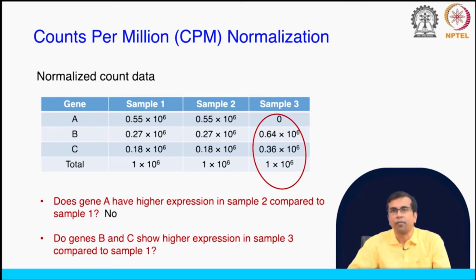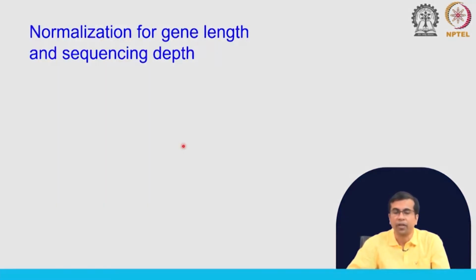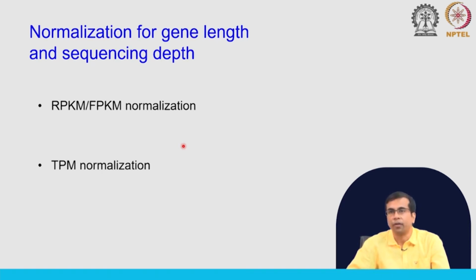All right. So, let us now move on to the next normalization. Okay. So, this will address gene length normalization as well as normalization for sequencing depth. Okay. So, the first one we will talk about is called RPKM or FPKM normalization. I will introduce these terms in a moment, what RPKM and FPKM mean, and then we will also talk about the TPM normalization. Okay.